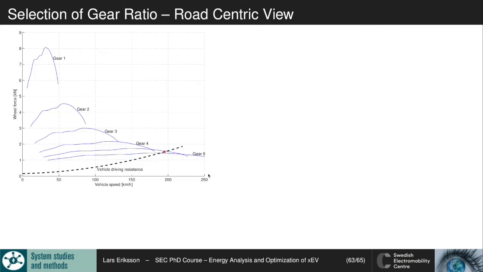Another view of the selection of gear is a road-centric view. Here we are placing the road in the center, and we're looking at the vehicle speed. We have the vehicle driving resistance curve here, where we have rolling resistance and air drag added up. At this point up here we have the maximum speed point, and we see that the maximum speed point is achieved with gear number 5, gear number 6, gear 5, gear 4, etc. So we have the best vehicle velocity in gear number 5, while gear number 6 is in this case a fuel economy gear.